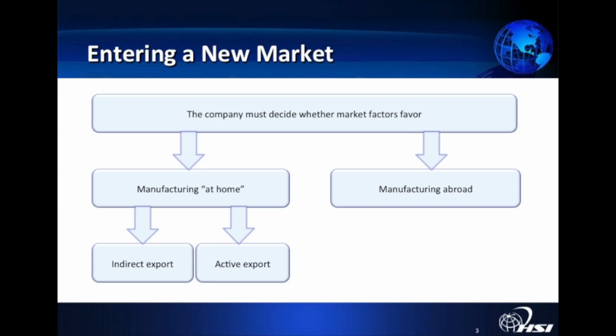Now, let's look at this. If we're going to enter a new market, the company needs to decide whether their market factors favor making the product at home. We should make it here in California. Or maybe we should manufacture abroad. Canada, Japan, Brazil, China, Korea, or Taiwan. Well, let's first look at what we'll make at home. If we're manufacturing here, are we going to have an indirect or passive export strategy, or are we going to actively export? These are key questions we want to consider.